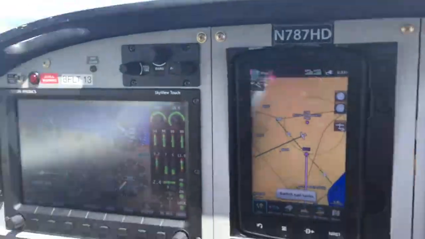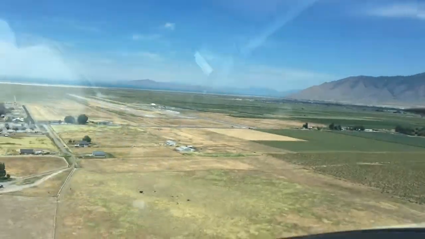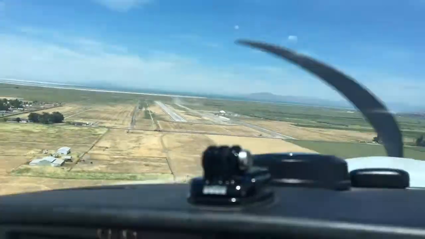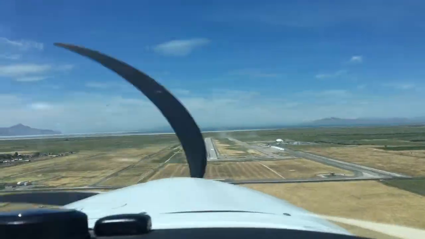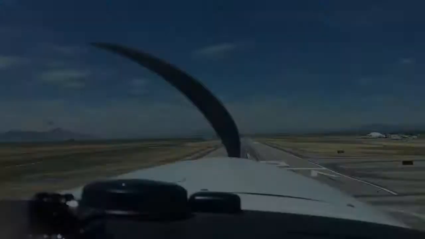I'll never forget the first time that I landed an airplane. It was such an accomplishment knowing that I had defeated the most difficult part of flight. All of my training, including what I've shown you here today, was vital in being able to safely and accurately land the airplane.